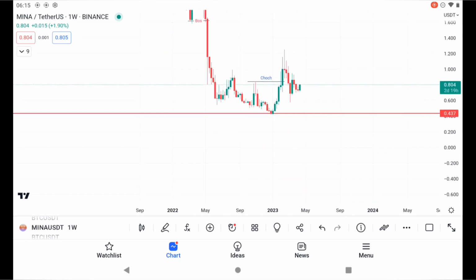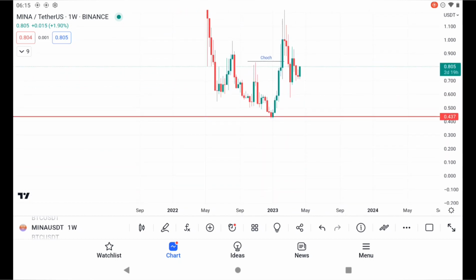There was a break of structure somewhere around here. I'm going to analyze this with you and show you practically how I do these things. From the weekly time frame, I will scale down to the daily time frame, which is our current day bias. That's actually where we're going to be seeing where we are as at now.